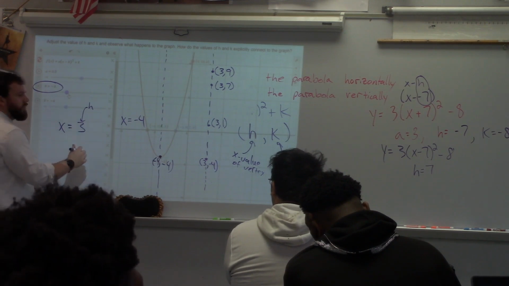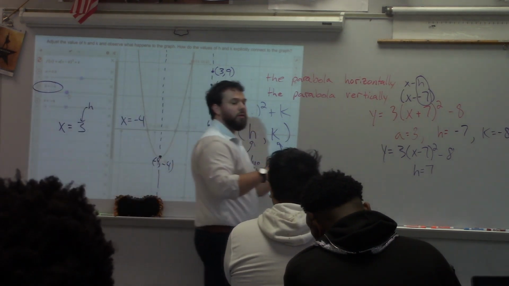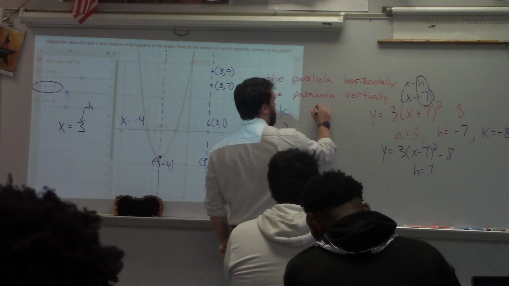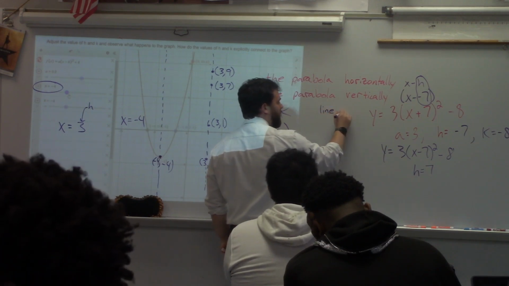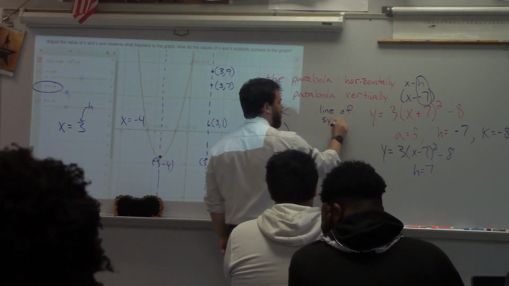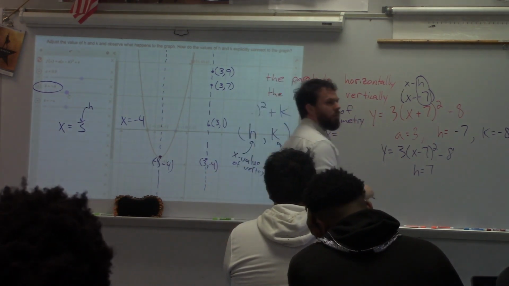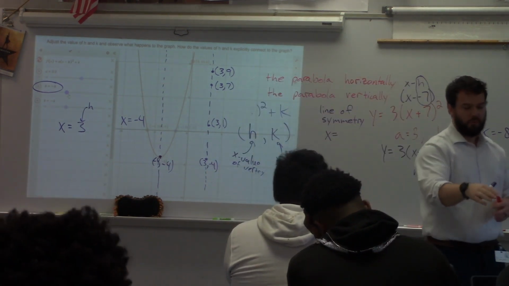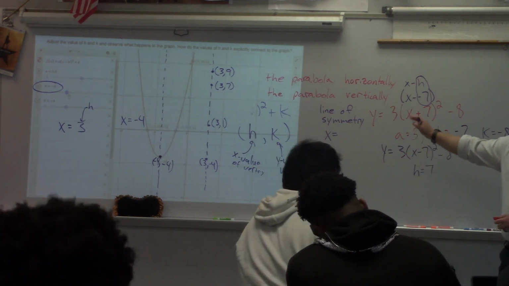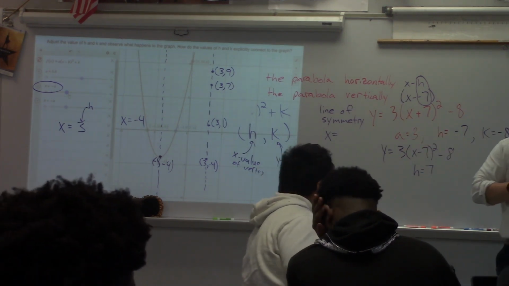Okay, so what we're saying is, and this needs to go into the values of h and k, the line or axis of symmetry is x equals. You have plenty of space underneath those problems that you can write. The line of symmetry is always going to be x equals what?